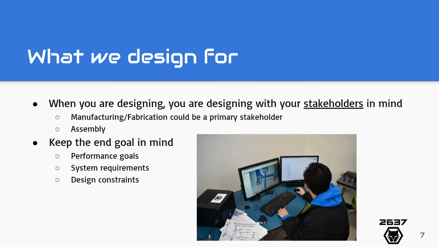Another design constraint that you will most likely run into is cost. You're not going to have an unlimited budget, so you'll have to say, you can't spend more than a certain amount on your mechanism. And also time: you don't have all of eternity. You're going to have to have goals and a schedule that you keep to.